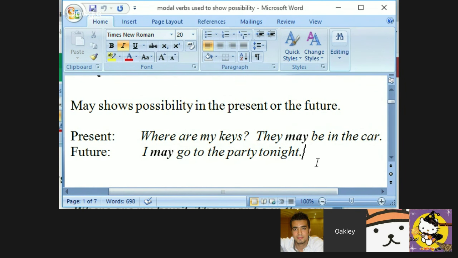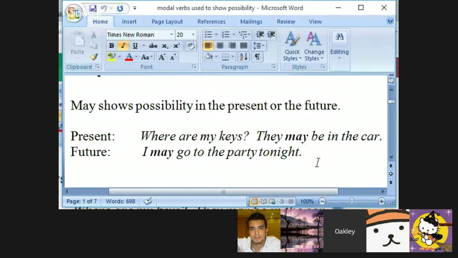Heidi, what are the odds? What are the probabilities? We're talking about possibility and probability. If I say I may go to the party tonight, what percentage do you think? 60%. 60%. Okay. Masa, what do you think? I may go to the party tonight. What do you think the odds are? I think over 50%.